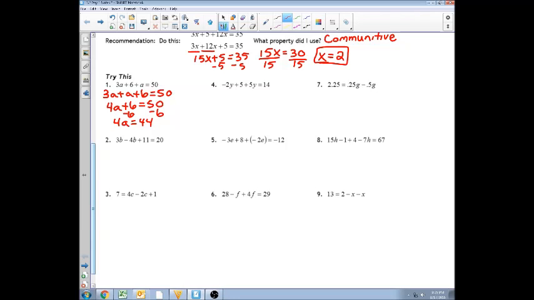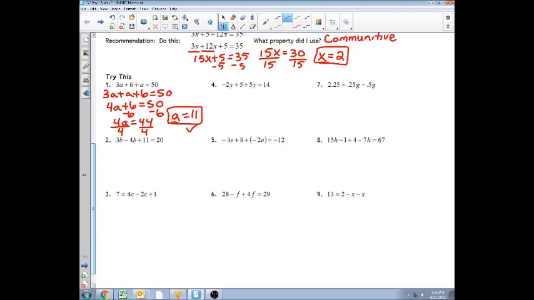What would be my next step? Well, I have 4 times a. I would need to divide by 4 on both sides. So a would equal 11. You want to make sure that you check those answers every single time. If I put 11 in for a, I would have 3 times 11 is 33. Plus 6 would be 39. Plus 11 would be 50. So that answer is good.